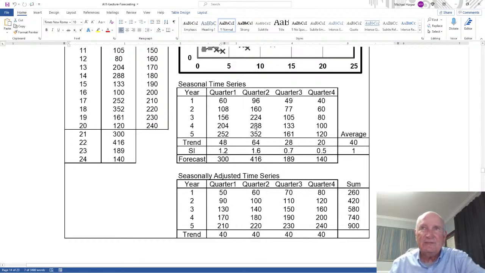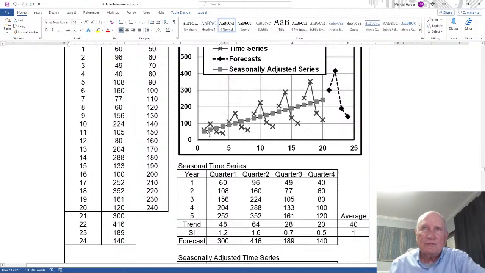I take each of these numbers, I divide by 1.6, because that's the index for each of those numbers. I get my seasonally adjusted time series for quarter 2. I do the same for quarter 3 and quarter 4. Now when I plot this time series, which is the squares here, notice my underlying trend line when I filter out or seasonally adjust my time series, the underlying trend line is a nice continuous trend. So now I can see exactly what kind of trend I have.